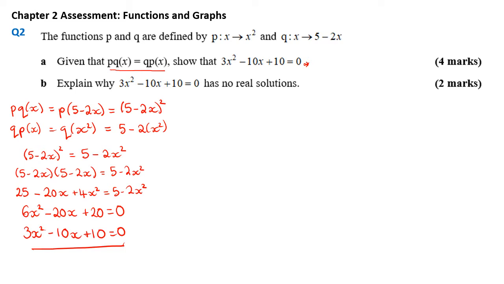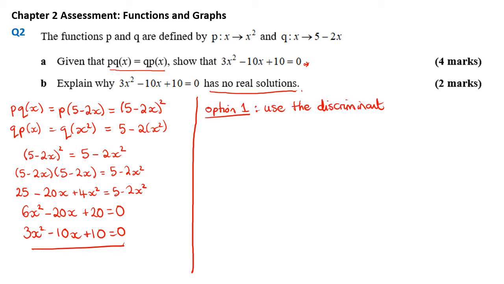Coming on to part B, we want to explain why there are no real solutions. We've got two different options. I'm going to show you both options for how to do this. Our first option is to use the discriminant. We are looking at b squared minus 4ac, which is the part within the square root.